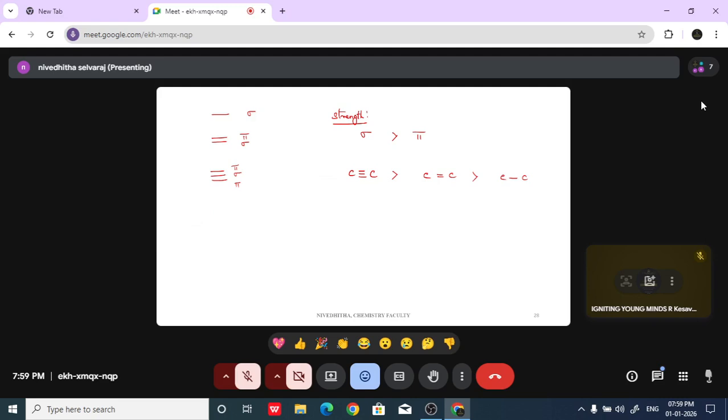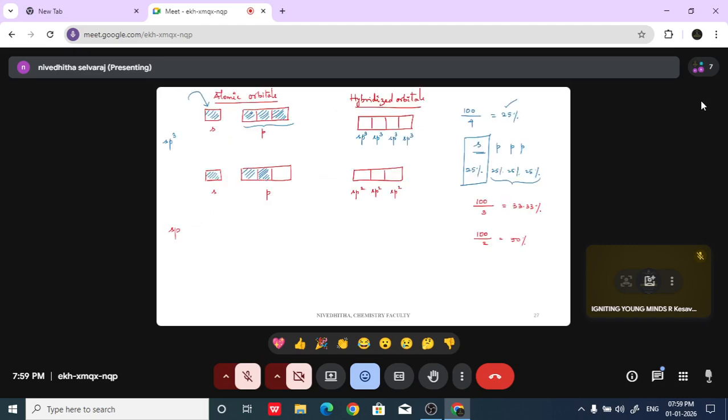So from this also we can expect a question. They may give you any normal molecule, or they may give you any bond line representation, and they may ask you to count the number of sigma bonds and pi bonds in a molecule. And you have to do that.